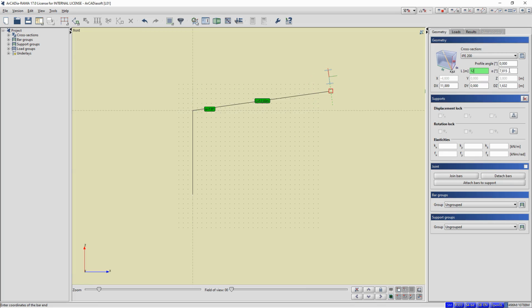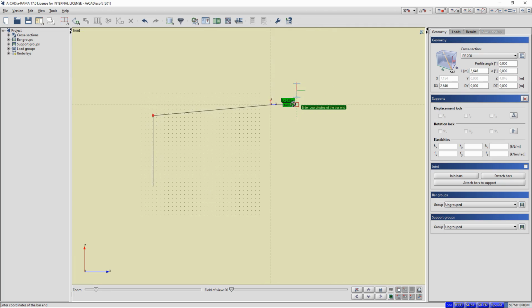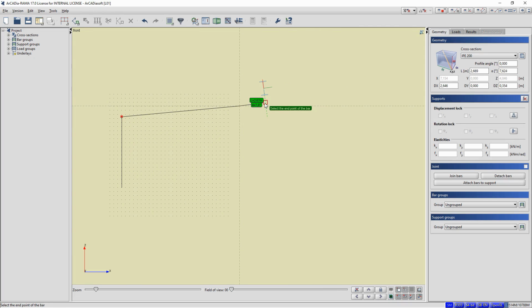The position of the mouse cursor at the moment of locking in relation to the previously indicated bar starting point determines the direction in which the angle is measured. If the mouse cursor was above the bar start point at the time of locking, the angle is measured in a clockwise direction. Otherwise, the angle is measured counterclockwise.